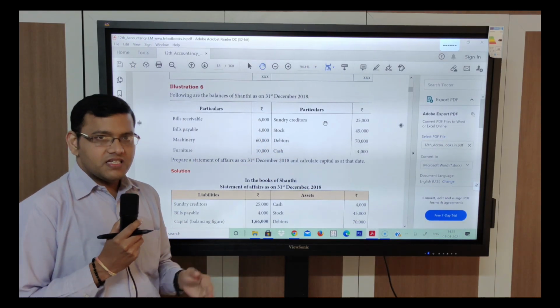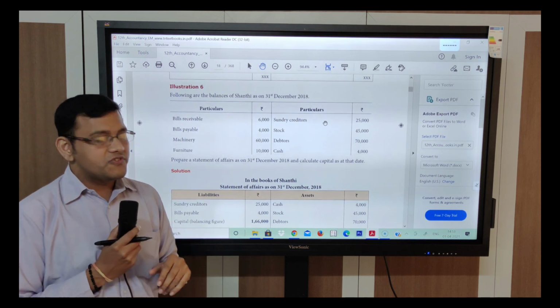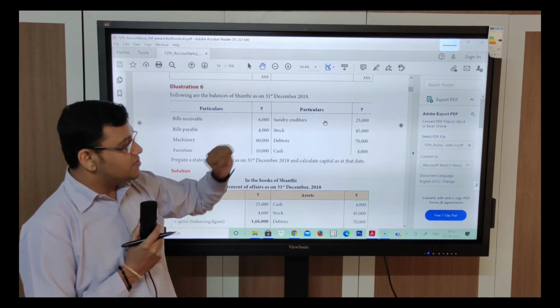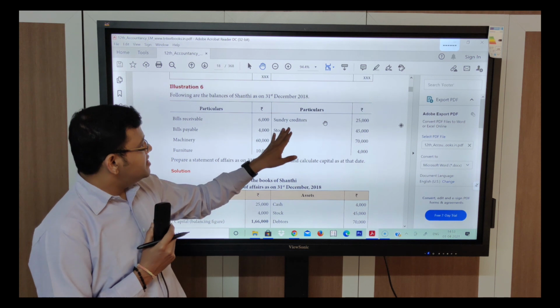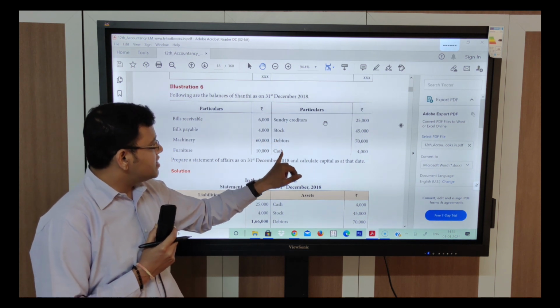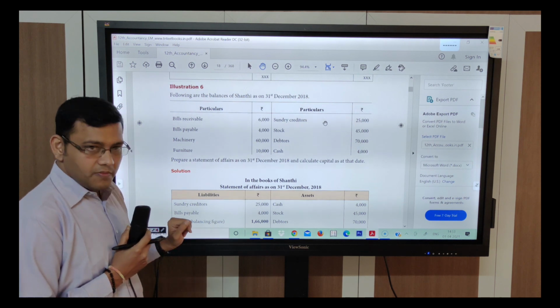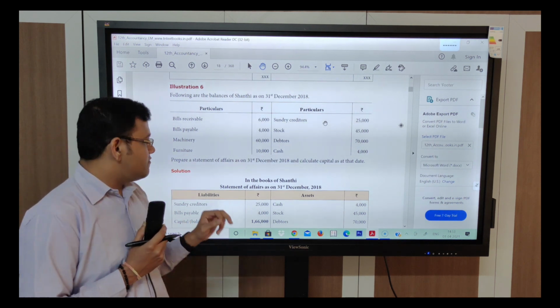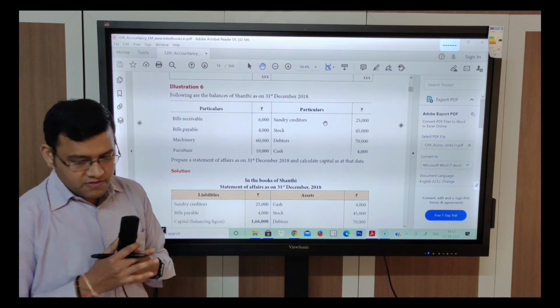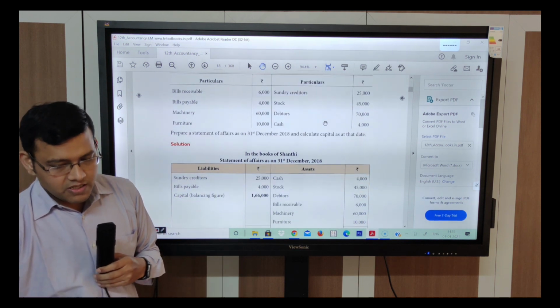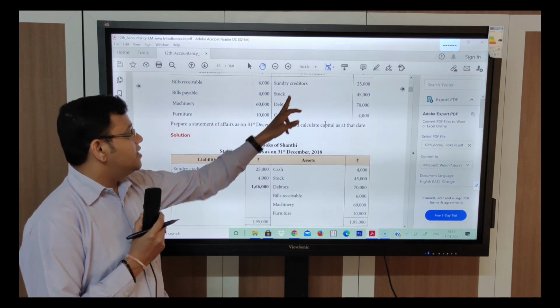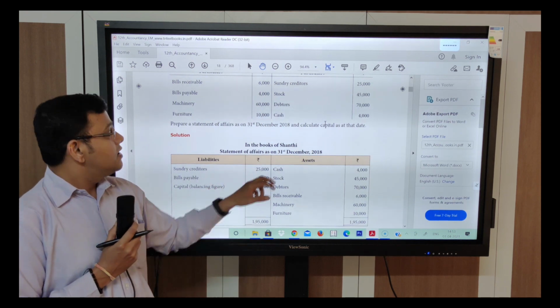Let's get into the next illustration. They have given the balances of Shanti as of 31st December 2018. So they have mentioned sundry creditors, stock, debtors, cash, bills receivable, bills payable, machinery, and furniture. So you have to apply yourself and transfer this to assets and liabilities. So sundry creditors is what? Liability. So we'll take it to liabilities.